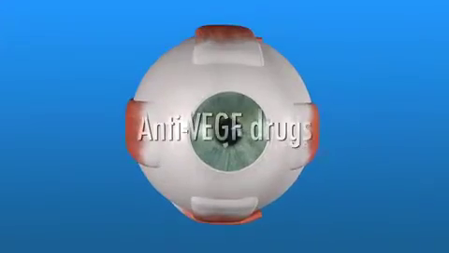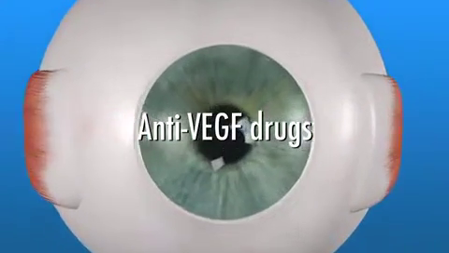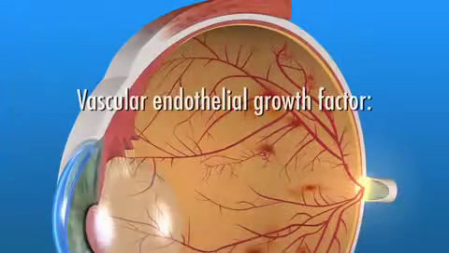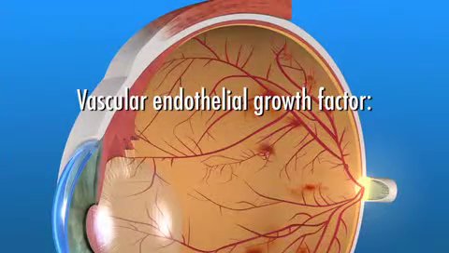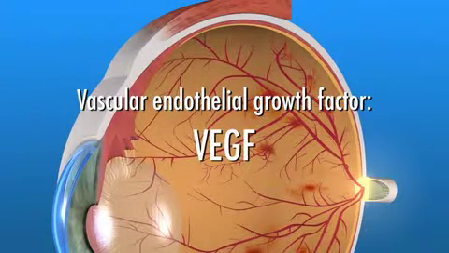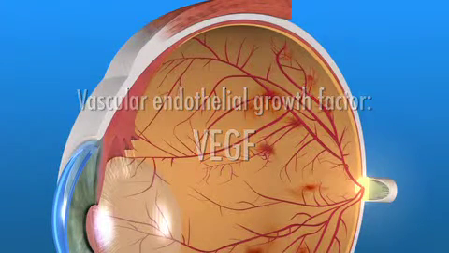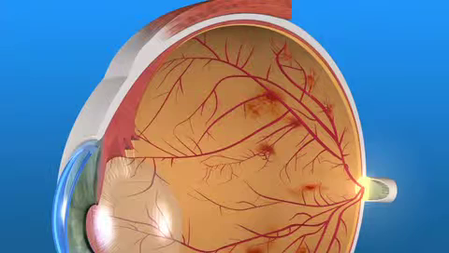Your doctor may recommend treating your PDR with what is called an anti-VEGF drug. Anti-VEGF drugs target a specific chemical in your eye. This chemical, called vascular endothelial growth factor, or VEGF, is critical in causing abnormal blood vessel growth on the surface of the retina, as well as in other parts of the eye. Several drugs have been developed that can block the trouble-causing VEGF.